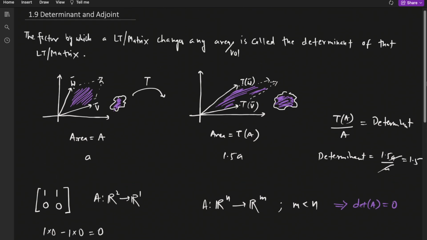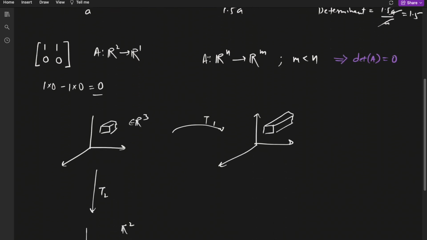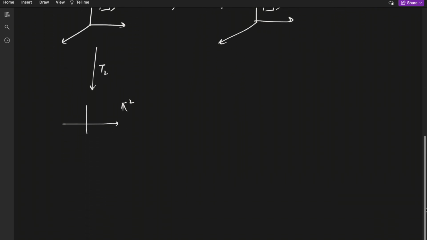So whenever your matrix is transforming the input vector space from a higher dimension to a lower dimension, then the determinant of that matrix or that linear transformation is always zero. So this is an important thing to note down.